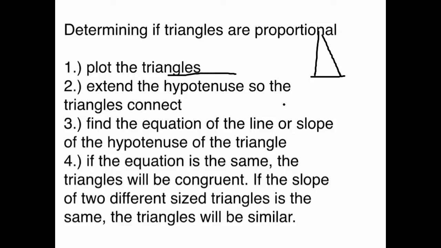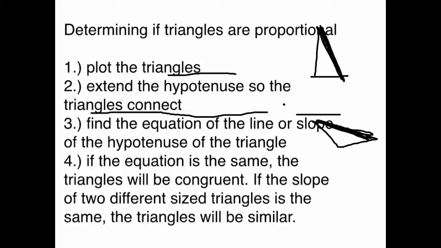So if I'm given this right triangle, my hypotenuse is this side here. It's by far the longest side. Or if I was given this obtuse triangle, the longest side here would be the hypotenuse. The third step is to find the equation of the line if the two triangles are on the same line, or the slope of the hypotenuse of the two triangles that you're given.